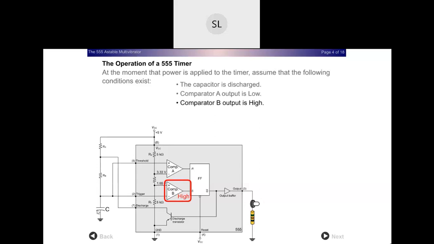Why? Because the capacitor is initially not charged, so the voltage across this capacitor is 0. Therefore, the voltage at the inverting input terminal of comparator B will be 0. Therefore, the output of comparator B is high. It will set the flip flop. If it sets the flip flop, Q will be 1, Q bar will be 0. So it is inverted by the inverter and the output of this timer will be high.